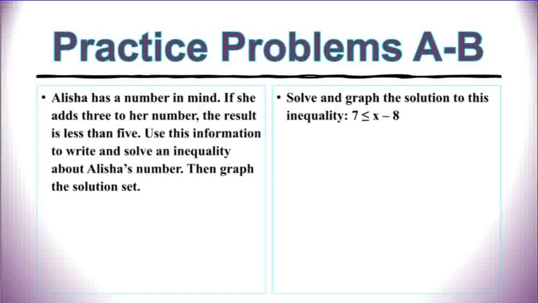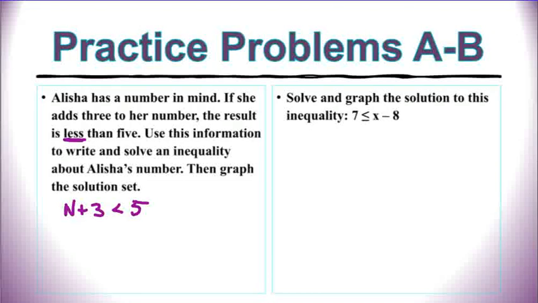A couple other problems here. Alicia has a number in mind. If she adds 3 to her number, the result is less than 5. Use this information to write and solve an inequality about Alicia's number, then graph the solution set. So if she has a number in mind, we don't know it, so that's her variable, n. If she adds 3 to her number, so plus 3, the result is less than 5. So I'm just using what they're telling me. Less than tells me to use the less than symbol. So there's my inequality.